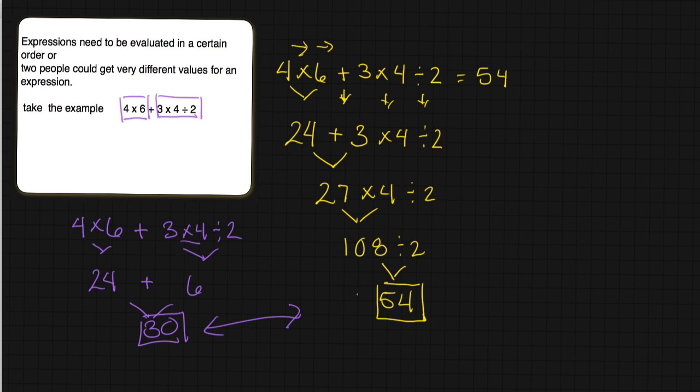As mathematicians, we need to be able to say the answer to this problem is this, right? And we'd all agree that that's the right answer. So we need some way to stop people from just simply doing math left to right. This is not correct, right? We need them to follow a specific order of operations. This is correct, okay? So in the next video, we're going to talk about what that order of operations is so we don't get these two different answers.